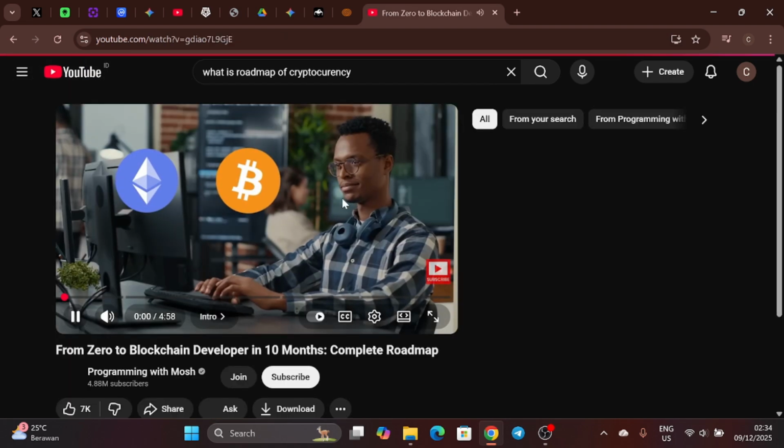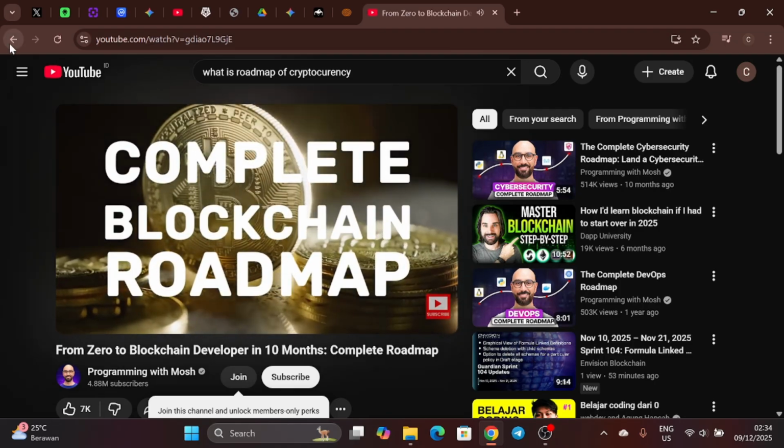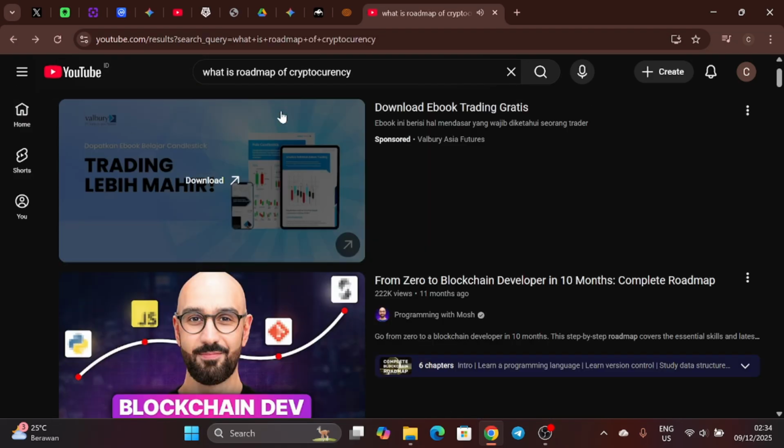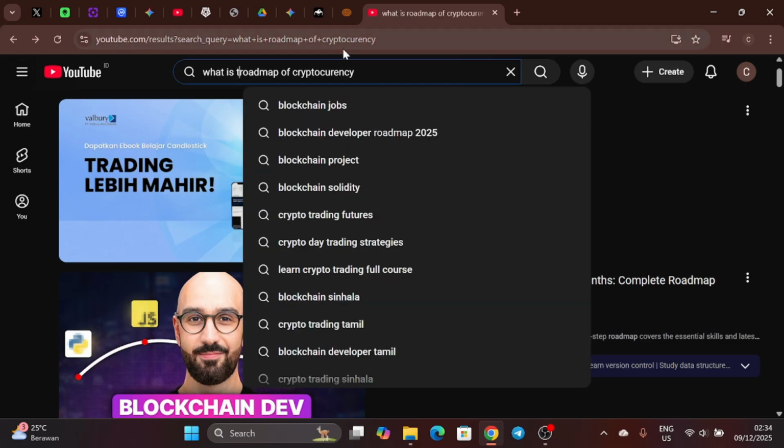If you want to become a blockchain developer, you're in the right place. Today, I'm sharing a complete blockchain roadmap. What is roadmap of cryptocurrency? What is the meaning?